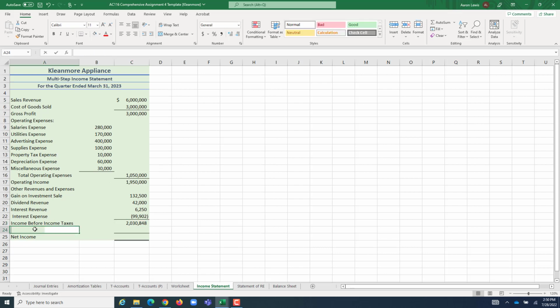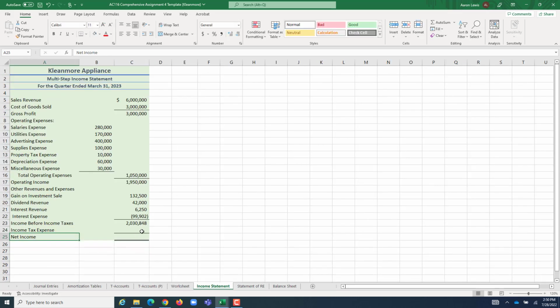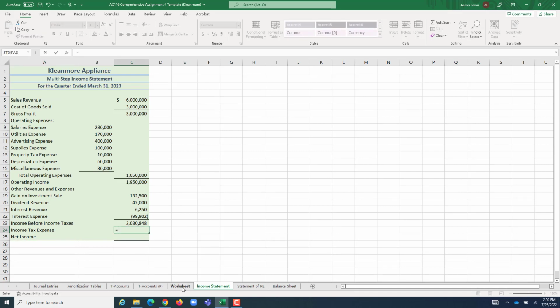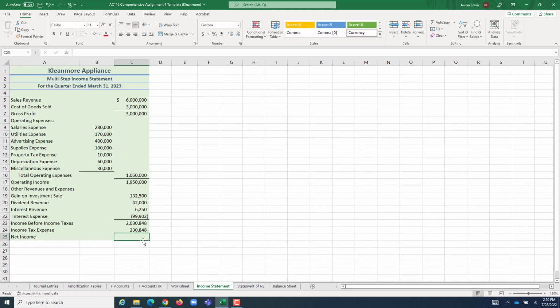And from that, I get to subtract our income tax expense. And our income tax expense for the period, if I go and I look back at our worksheet, was $230,848. I can bring that number on over. And our net income is going to be what our income was before taxes, less what we paid in taxes. That is $1.8 million.